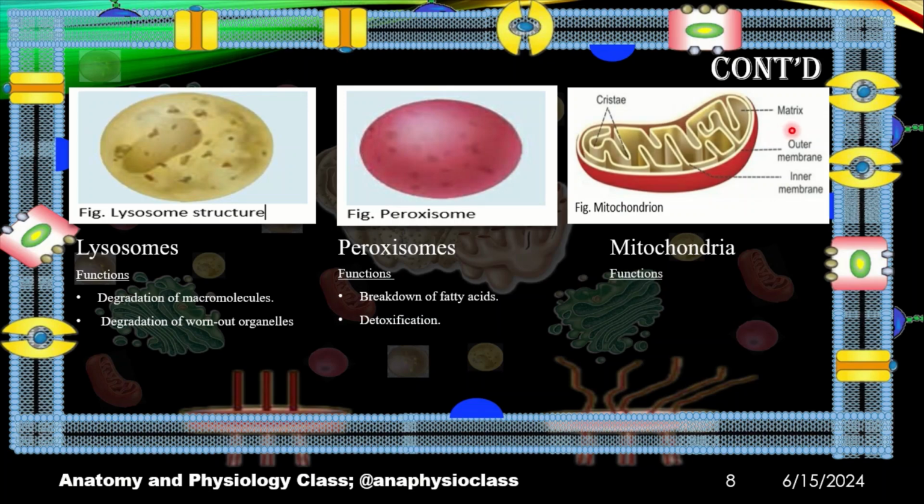Then mitochondria. Mitochondria is an oval organelle. It is also bounded by a double membrane. And mitochondria is the only organelle that contains DNA apart from the nucleus. That DNA is known as the mitochondrial DNA, while that of the nucleus is known as the nuclear DNA.